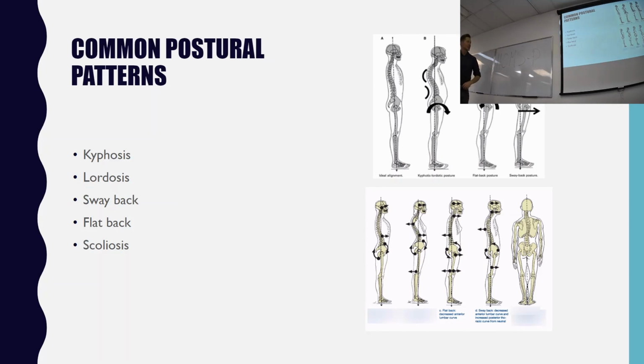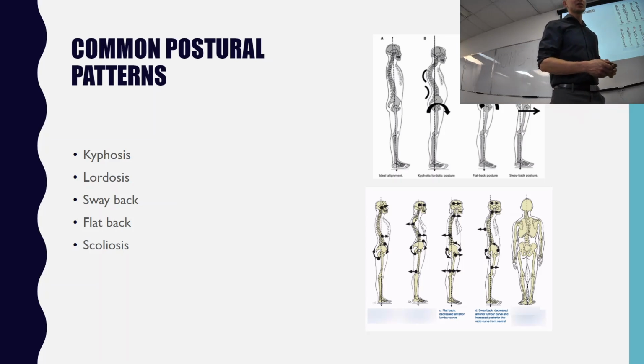Additionally, within the spine, we have kyphosis, lordosis, sway back, flat back, and scoliosis. We'll discuss each of these at length when we get into spinal dysfunctions. But quite simply, we look at this first image, that's A, and that's going to be ideal alignment. We see the plumb line. I don't know if you can see it, so I'm sorry about that.